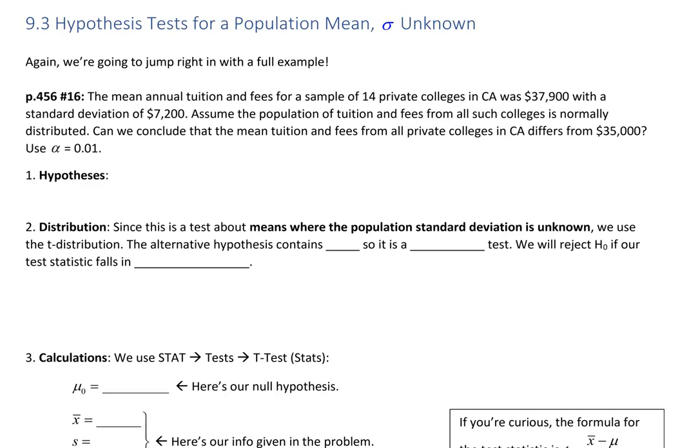All right, welcome to 9.3, Hypothesis Tests for a Population Mean, now with sigma unknown. Again, we're going to jump right in with a full example.